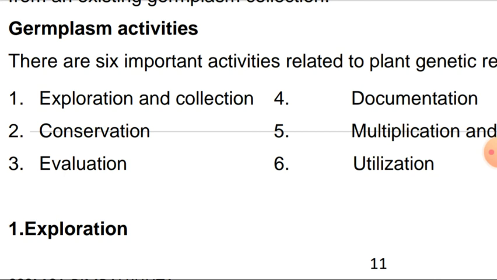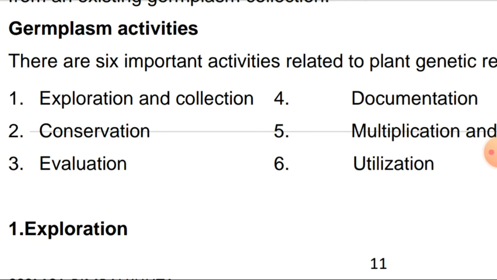Then fifth one, multiplication and distribution. In case of after that germplasms, we have to maintain, multiply it properly, and once multiplied, it will be distributed according to the particular availability or requirement of that plant breeder, or it will be distributed to various types of the gene banks. And once we multiply it and distribute it, it will be utilized by that particular plant breeder according to their requirement.